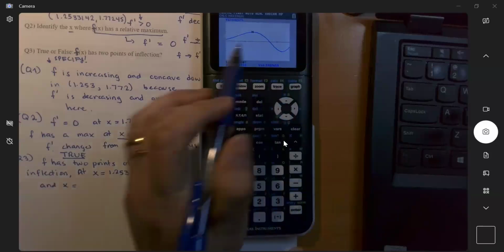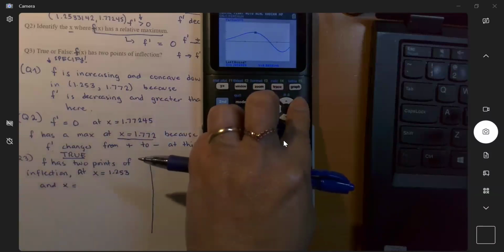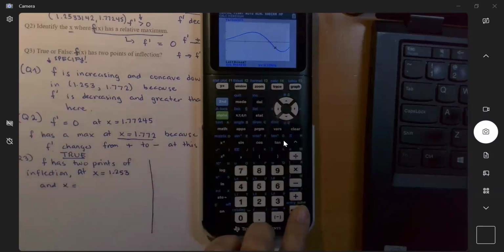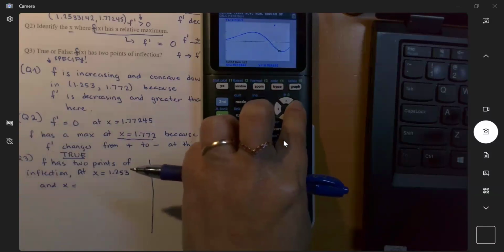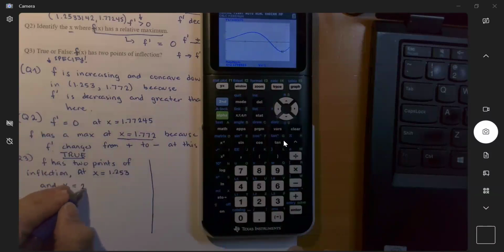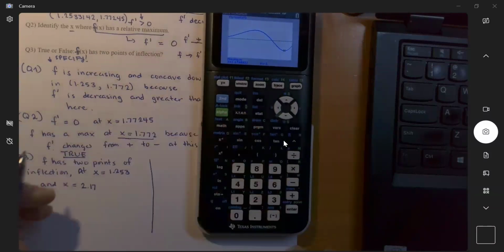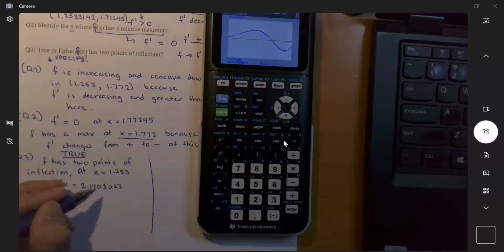And at the minimum over here, so I can do second trace, this time minimum, and go all the way down. Stop here before the minimum, and then go all the way after the minimum, press enter. And that is 2.1708. You can stop here at 2.170 or 2.171 if you like.